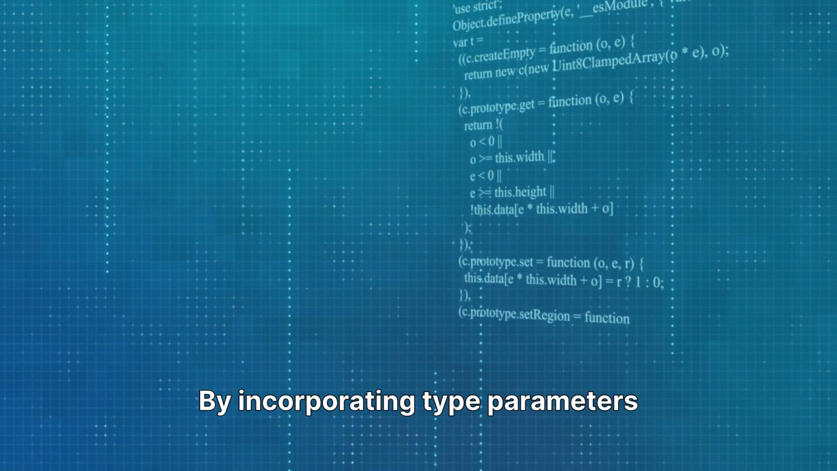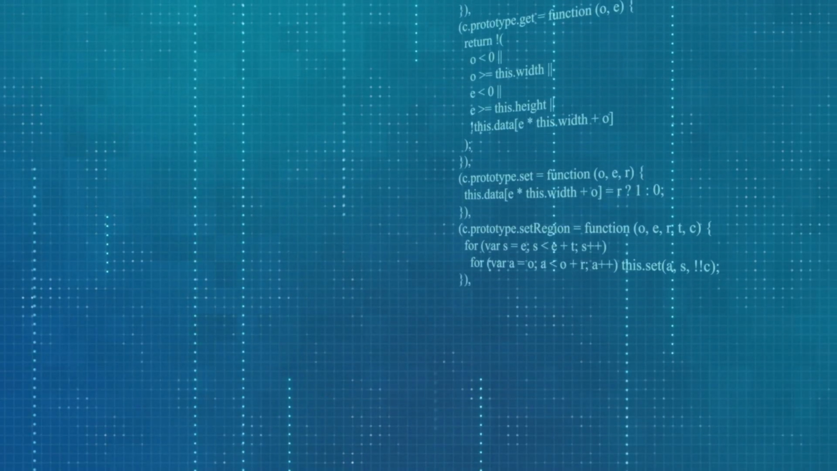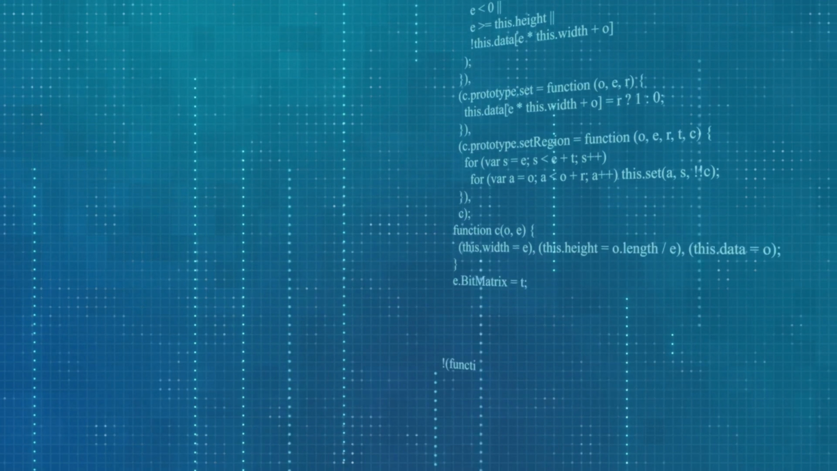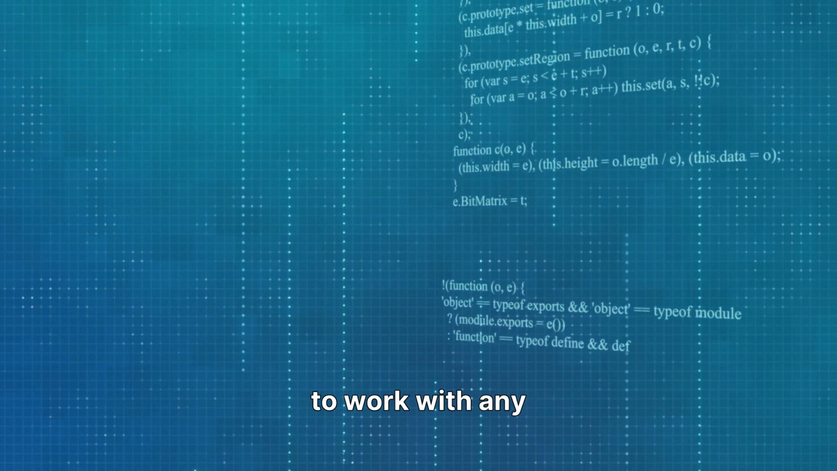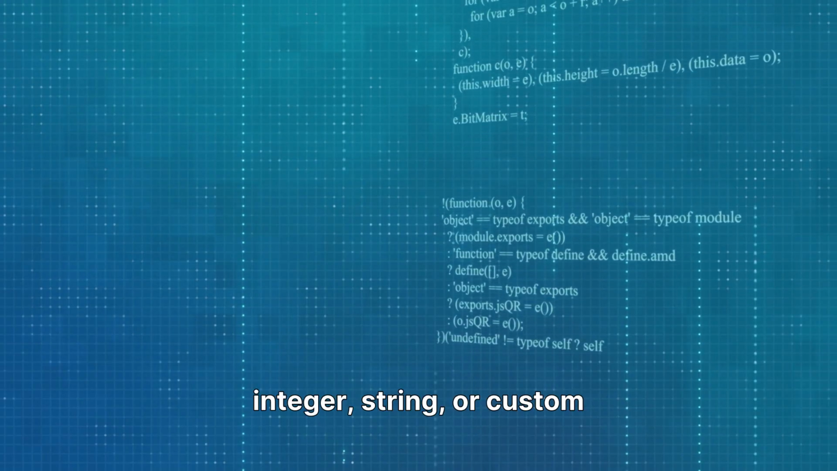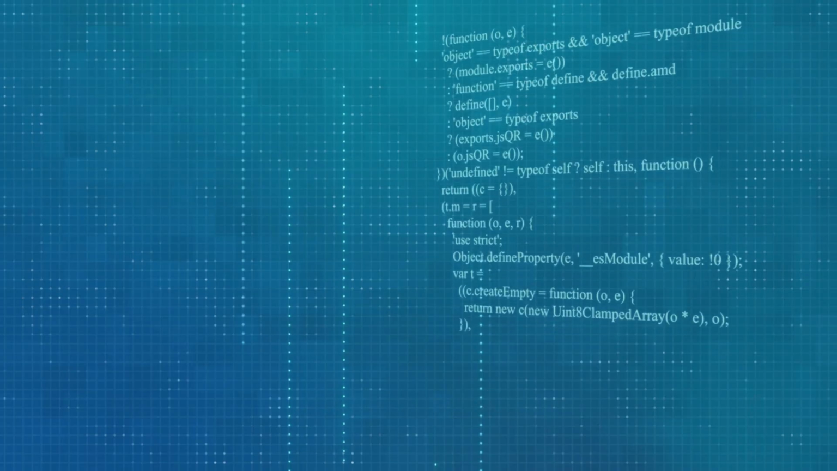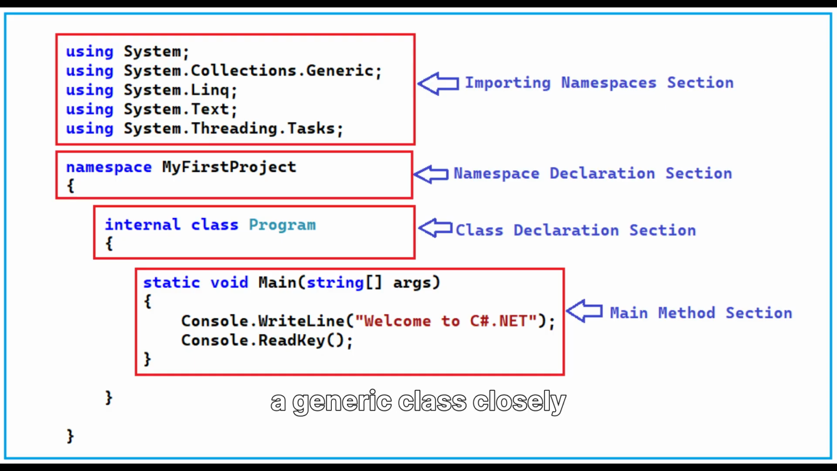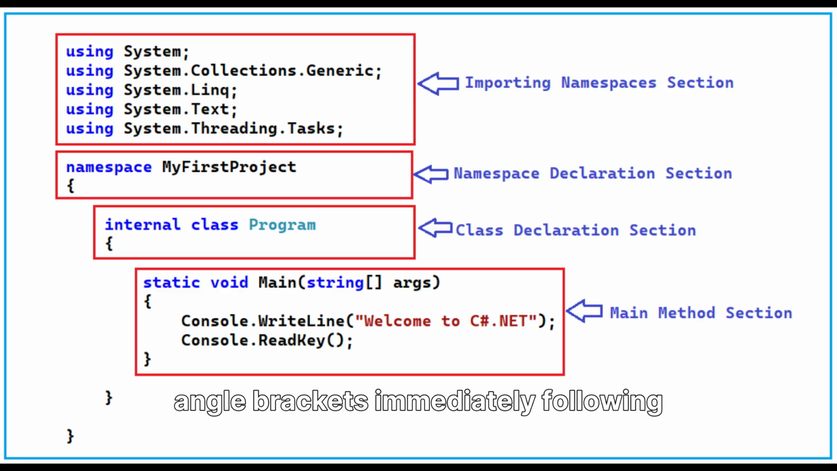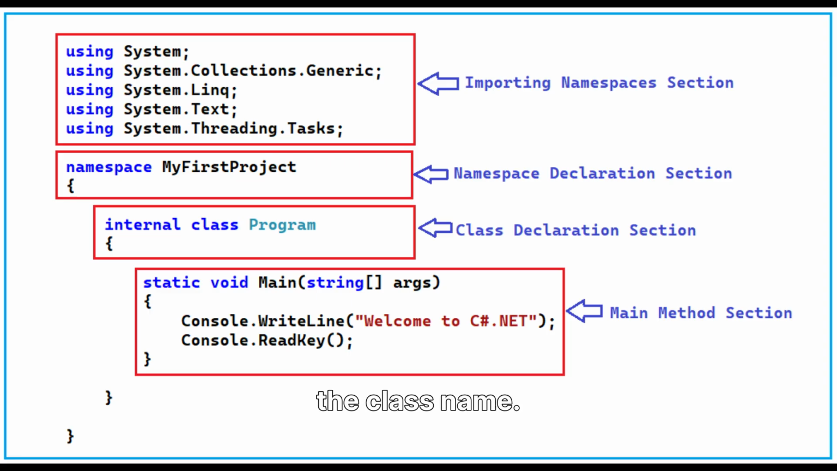By incorporating type parameters like T, a generic class becomes incredibly versatile. It can be instantiated to work with any specific data type, whether integer, string, or custom object, all while maintaining strong type safety. The syntax for defining a generic class closely mirrors that of a generic method. The type parameter, commonly T, is placed within angle brackets immediately following the class name. This clear notation signals that the class is generic, ready to be specialized with concrete types upon instantiation.